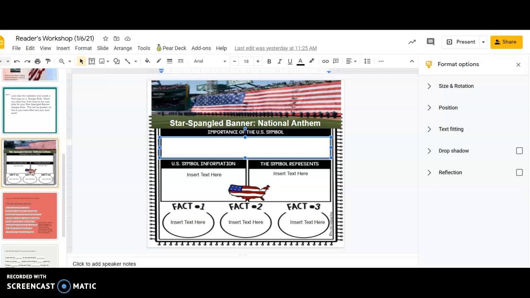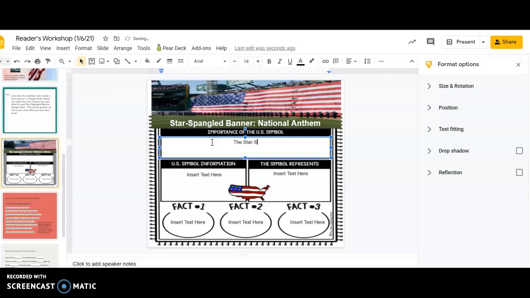Okay, so we have the Star Spangled Banner, which is the national anthem. We have these text boxes, and we need to use our notes and answer each category. So, importance of the U.S. symbol. When I look at my notes, I know that the Star Spangled Banner is the national anthem of the United States. It's a symbol of courage and freedom. So that is what I'm going to type in a nice sentence.